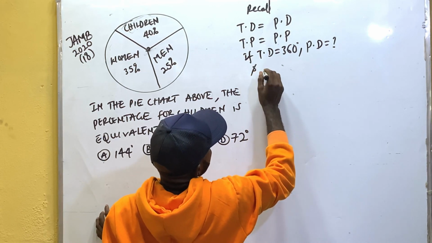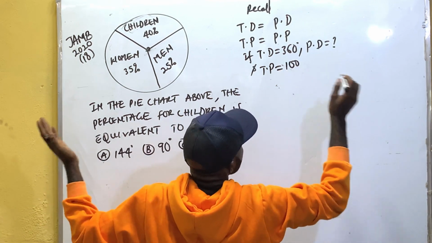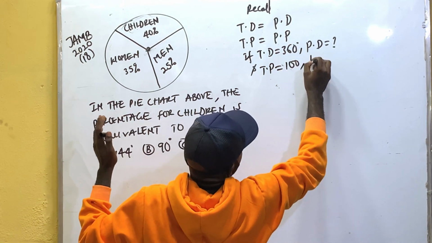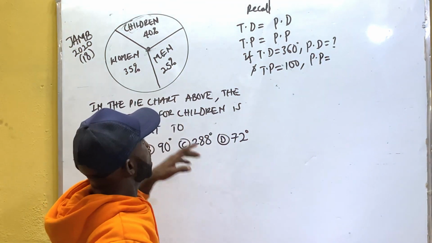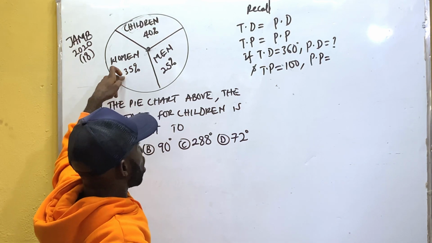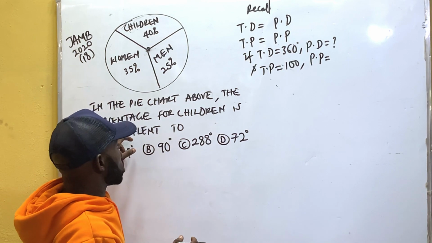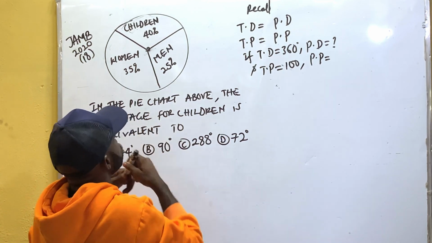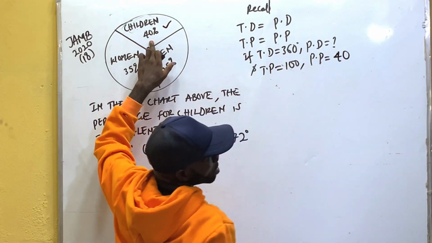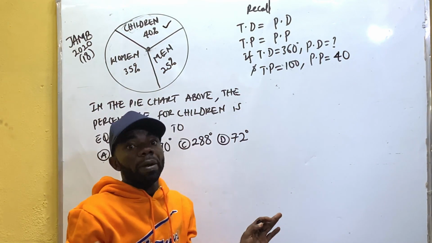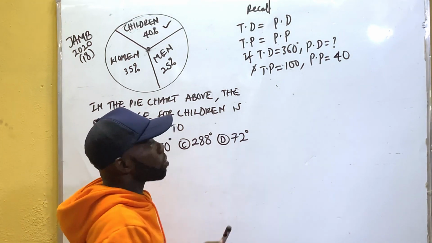and total percentage is equal to 100%, which is known. We have partial percentage, which is always a reference point to the part of the pie chart mentioned in the question. They said percentage for children, 40%. We move. You cross multiply and make the unknown your subject of formula, and then your answer will show.